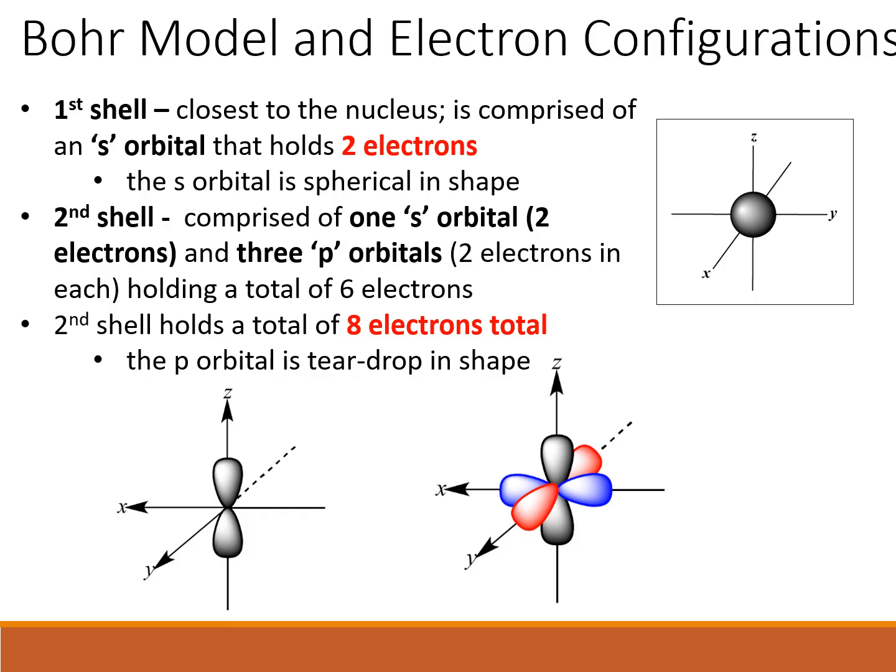The s orbital is spherical in shape. Now let's go out one more shell to the second shell. It is comprised of one s orbital holding 2 electrons, and 3 p orbitals, each of which holds 2 electrons. So the 3 p orbitals in combination hold a total of 6 electrons. So if you take the 6 electrons from the p orbitals and add it to the 2 electrons in the s orbital, the second shell holds a total of 8 electrons. The p orbital, rather than being spherical, is teardrop shaped.